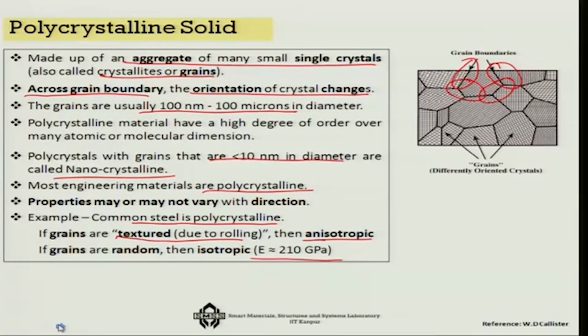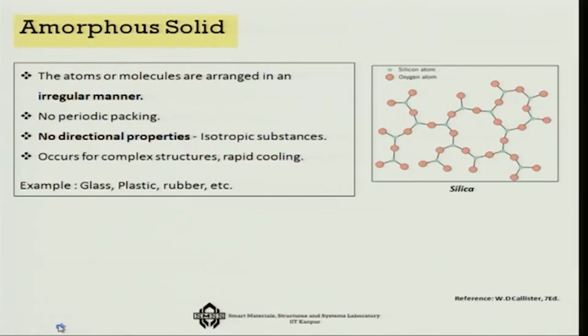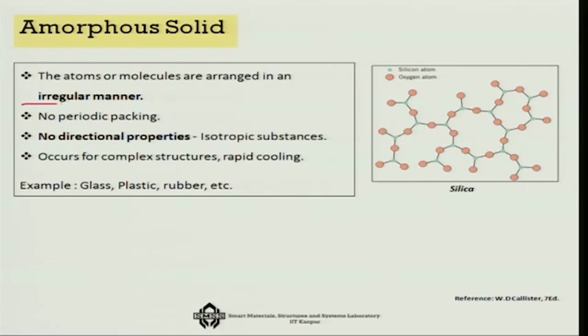Now, we have talked about single crystal and the polycrystal. Naturally, the last in the line is where you will not get a long range order at all. That means the atoms or molecules are arranged in an irregular manner. So, you will not get any periodic packing in such a system, and you will not see any directional property in such a system. They are basically isotropic because of this reason, and this can occur due to two reasons.